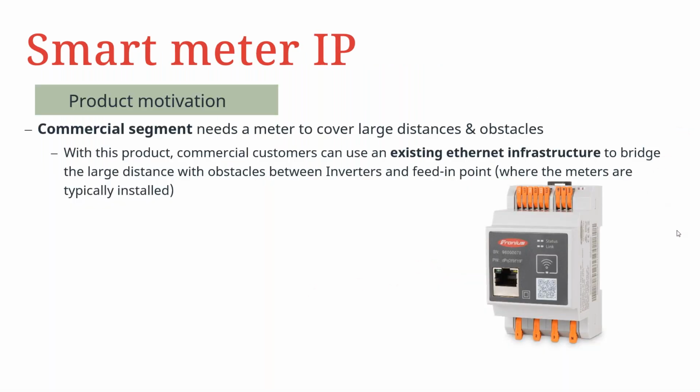So the motivation here for the Smart Meter IP in the commercial segment is to overcome large distances as well as obstacles, like I've mentioned. With this product, commercial customers can use, for example, existing Ethernet infrastructure to bridge the long distances where we have obstacles between the inverter and the feeding point.